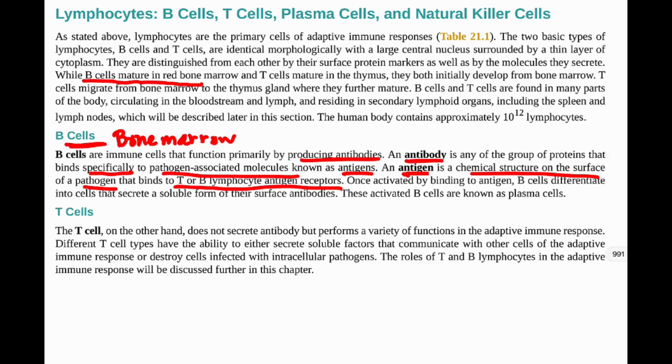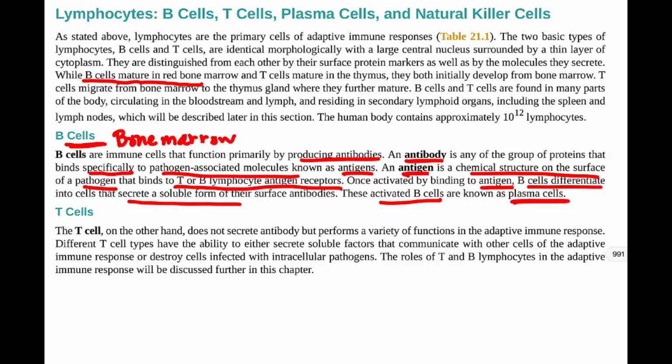The antibody is kind of like a flag saying, here it is, I found this antigen, which is a bad guy, and let's get it. So once activated by binding to an antigen, the B cells will differentiate into cells that secrete a soluble form of their surface antibodies. These activated B cells are known as plasma cells. Remember, we have our B cells and then our plasma cells. Our plasma cells are just differentiated B cells, B cells that have been activated.